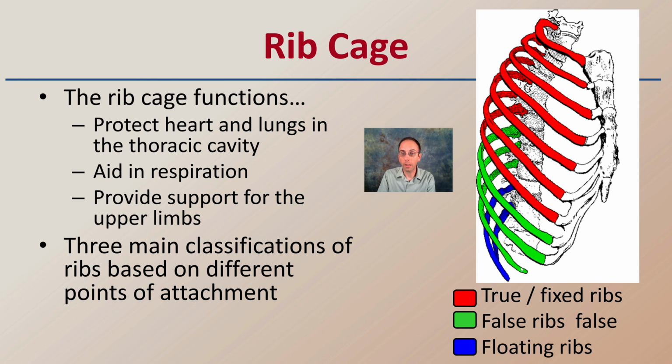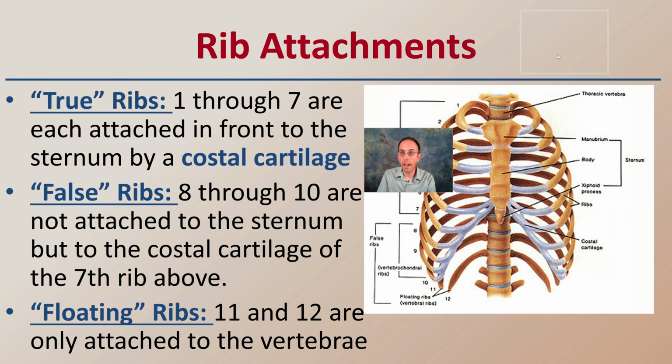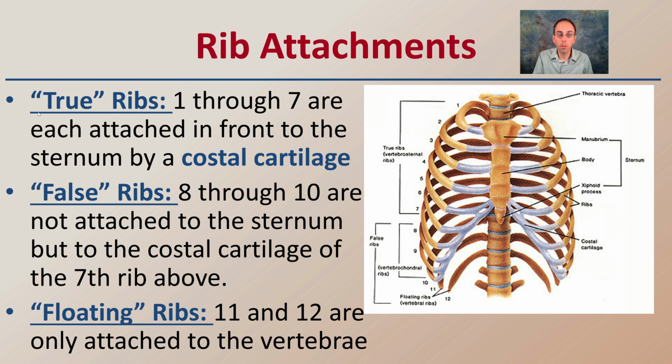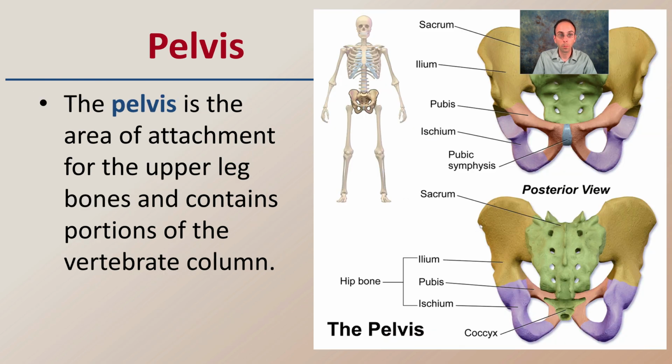However, this image is slightly inaccurate. This rib here should have a piece of cartilage attaching it there. There should only be two floating ribs. Those true ribs, 1 through 7, are attached by costal cartilage directly to the sternum. The false ribs here are 8 through 10 and are not attached to the sternum but to the costal cartilage of the 7th rib above. And then the floating ribs, the last two, 11 and 12, are only attached to the vertebrae and have no direct attachment, even with cartilage, to the sternum.